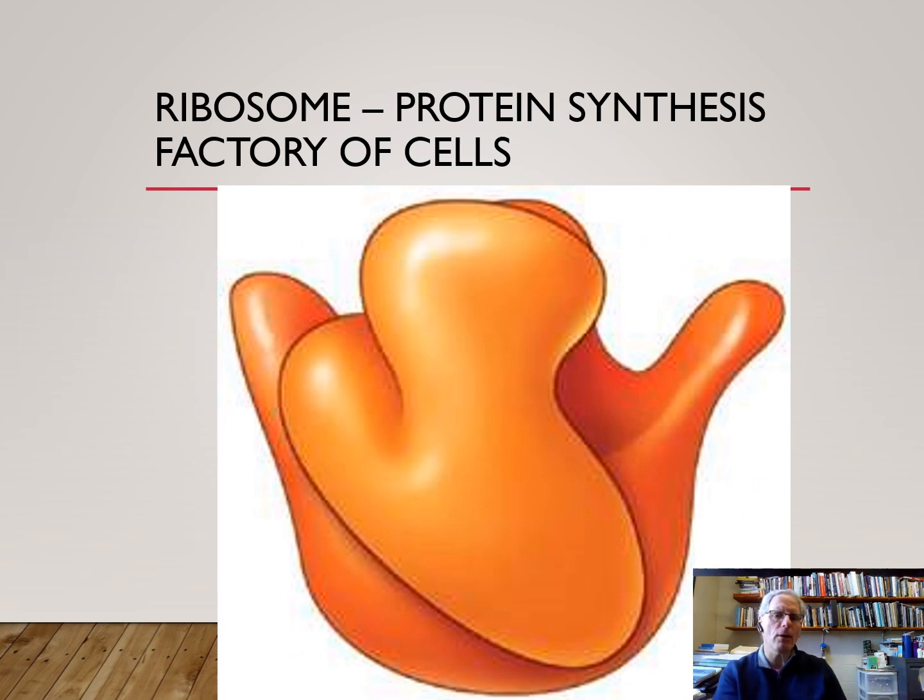Ribosomes are not membrane bound. These are the machines of protein synthesis inside cells. If we look at a ribosome up close and personal, we can see that there is a small ribosomal subunit. This small ribosomal subunit is called a 40S ribosomal subunit. This consists of RNA and protein. The RNA is called ribosomal RNA, abbreviated rRNA.